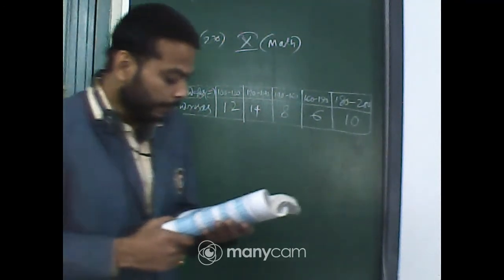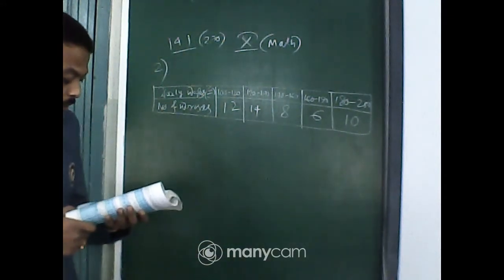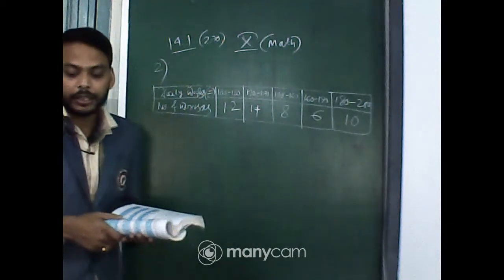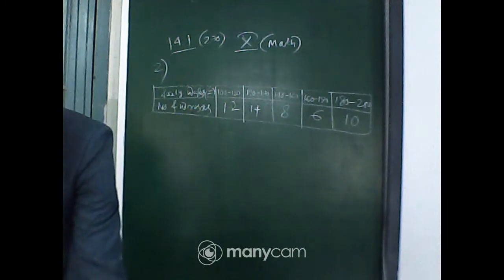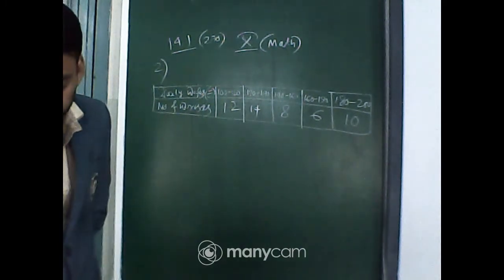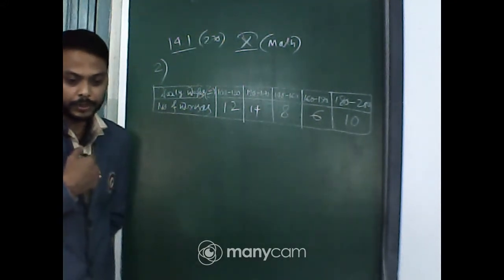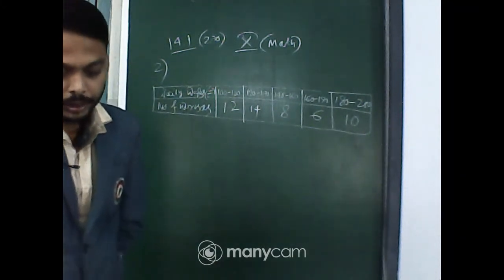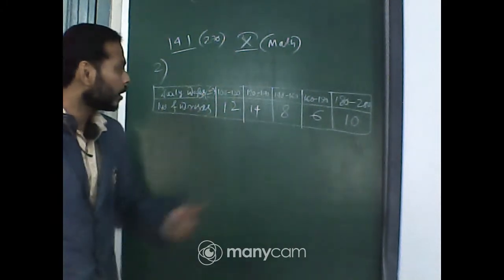Now find the mean daily wages of the workers of the factory by using an appropriate method. Now here, which one will be the appropriate method? I am waiting for your answer. Step deviation. Why, Isanur? Otherwise the calculation will be very difficult. In step deviation method, because the digits are too large here.